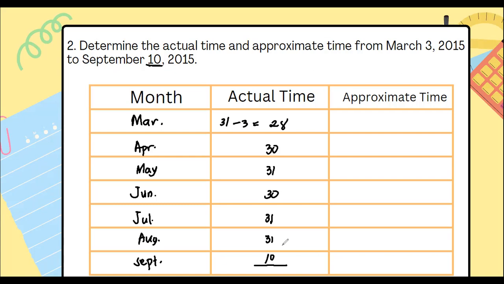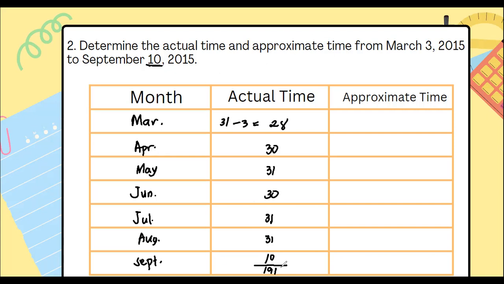Okay? So we just add these. Again, 28 plus 30 plus 31 plus 30 plus 31 plus 31, then plus 10. Okay? So the answer is 191 days. So again, on actual time, there are 191 days from March 3, 2015 to September 10, 2015.